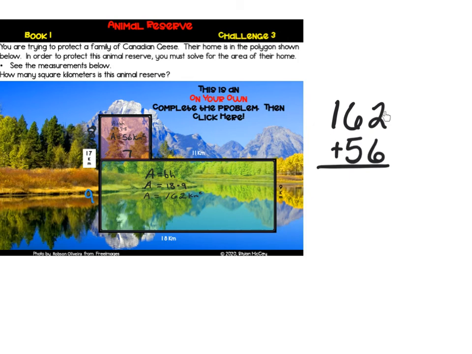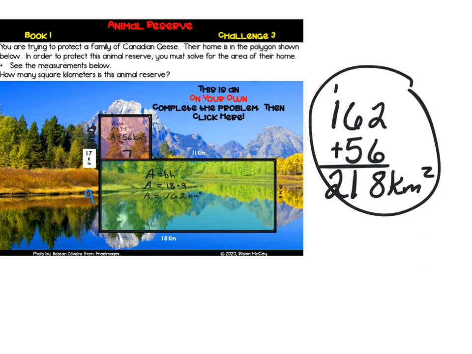And here we go. 2 and 6 is going to give me 8. So I'm going to drop the 8. 5 and 6 is going to give me 11. So I drop the 1, carry the 1. And then 1 plus 1 is going to give you 2. And that is kilometers squared. And right there, my friends, is your answer. You have 218 kilometers squared in this area for those Canadian geese to live in their animal reserve.